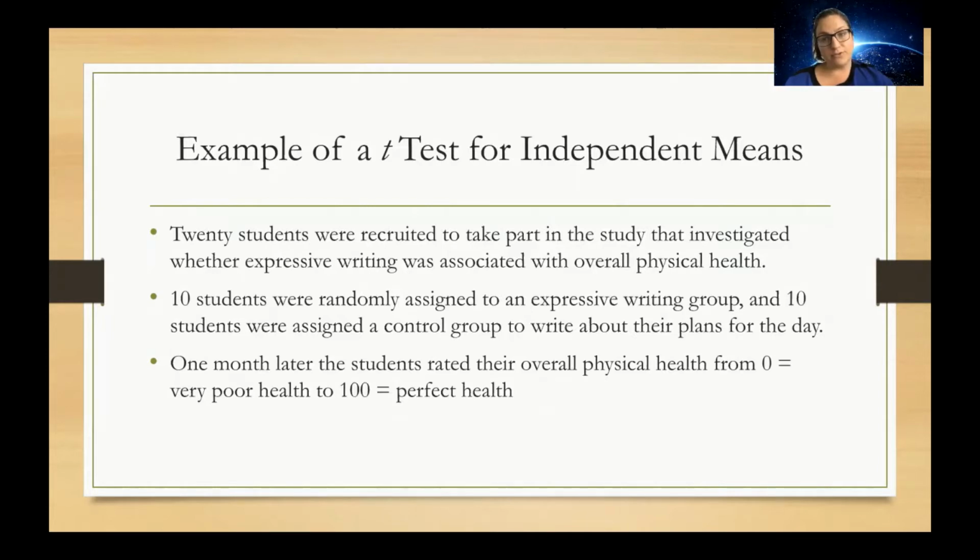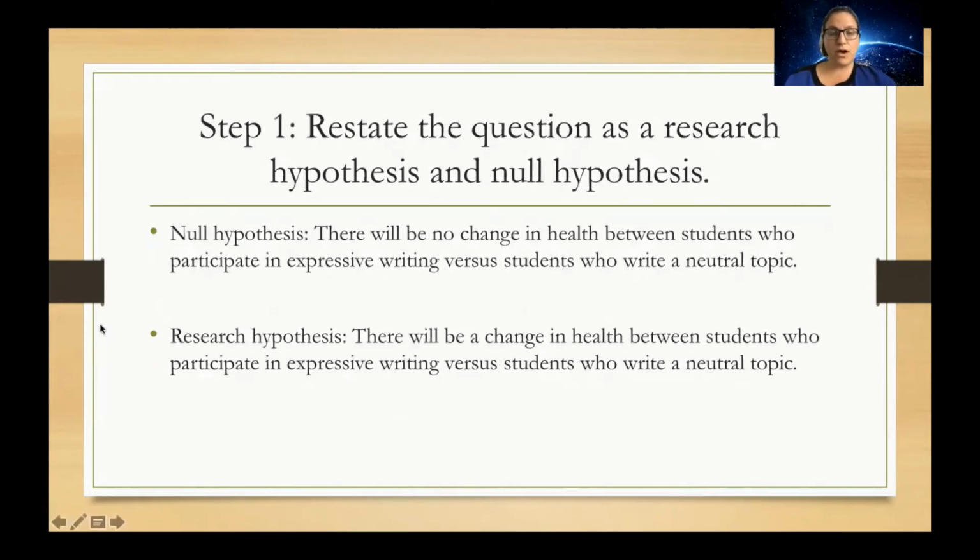The first thing we're going to do is restate the research and null hypotheses so we know what we're looking for. Then we're going to look at the data. The null hypothesis is essentially that there's going to be no change in health between students who participate in expressive writing versus students who write on a neutral topic. The research hypothesis is that there will be a change. In this example it's going to be two-tailed because we're not going to say any specific directionality. Two-tailed means it could either increase or decrease, it could go in either direction. We're saying that there is a change between students who participate in expressive writing and students who write on a neutral topic.